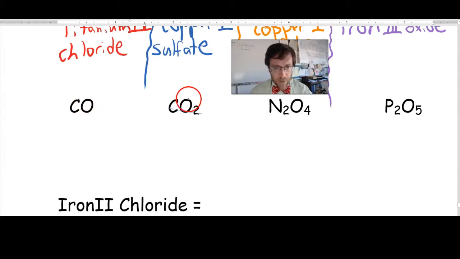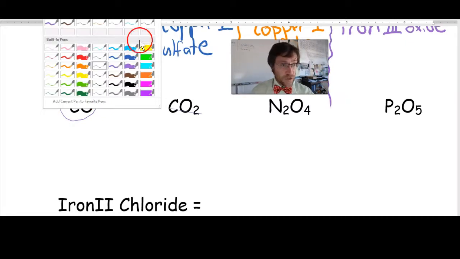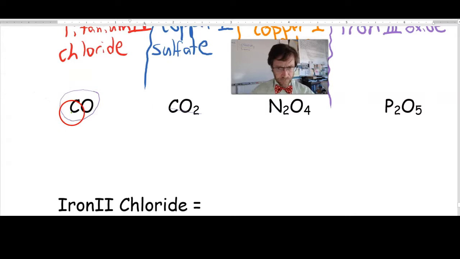Now down here, these are all going to be non-metals, right? Non-metal, non-metal, non-metal, they are all non-metals. This entire compound is non-metal. That means I can follow just the prefix rules, okay? So for my prefix rules, there's only one carbon, so I'm just going to say carbon. And there's one oxygen, so it's mono for one, or monoxide, carbon monoxide.